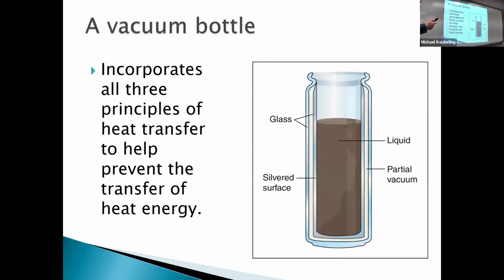So if you want something that stops all three forms of heat transfer, this is a vacuum bottle, also sometimes called a Dewar flask, or if you like brand names, a thermos.